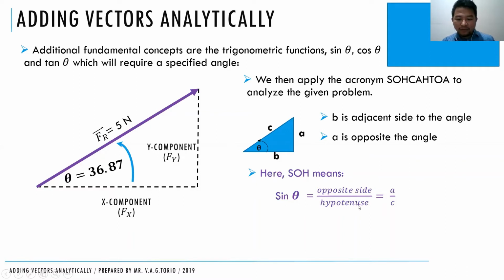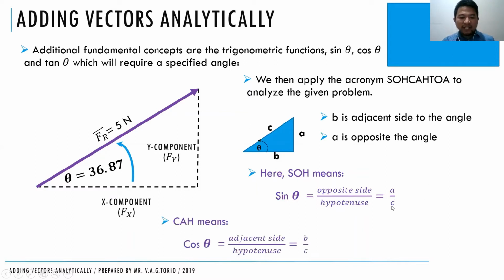sine theta is equal to opposite side over the hypotenuse, which is the longest side. In our similar triangle here, the opposite side is A. That is, opposite to the angle theta is A. And the hypotenuse is C. That is, the longest side is C. We look at our given example here. Angle theta is opposite the y component. So we can replace our A here by f sub y. And the hypotenuse is f sub r. So we can write here f sub r.